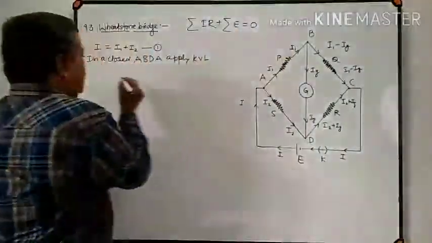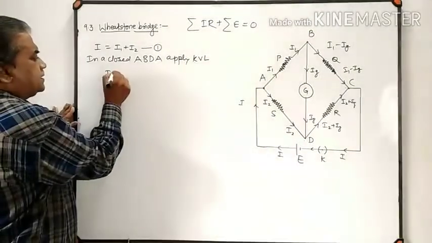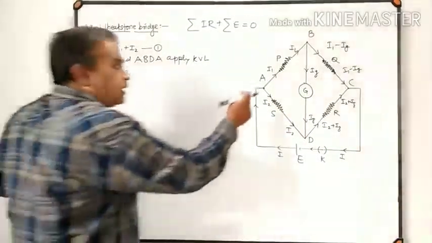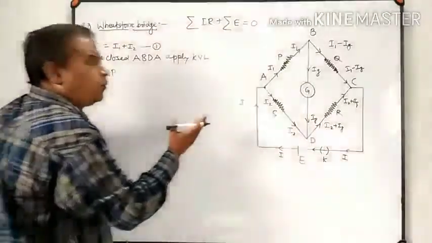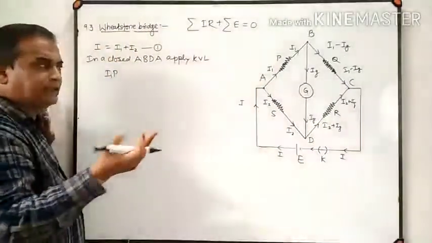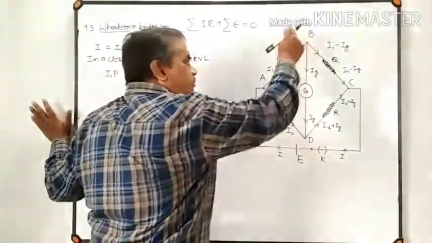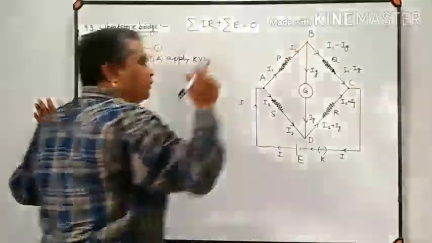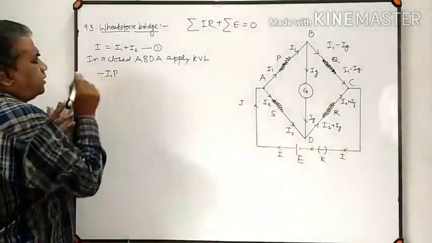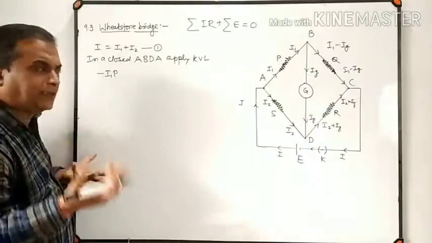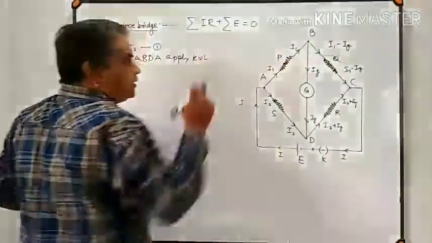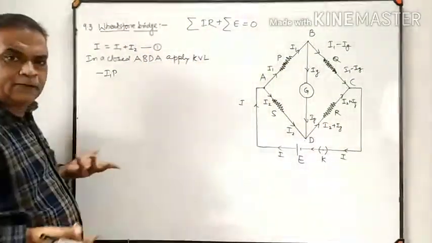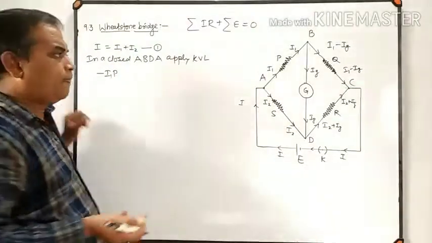From A to B, current is I1, resistance is P. Conventional current I1 is flowing in the direction in which we are tracing the circuit. We are tracing the circuit from A to B, and current I1 is flowing from A to B. So the product of current and resistance, that is the potential difference across it, is taken with a negative sign. This is the sign convention.